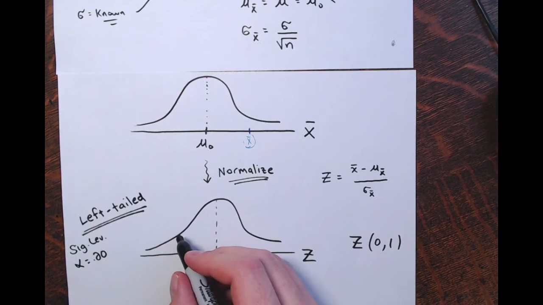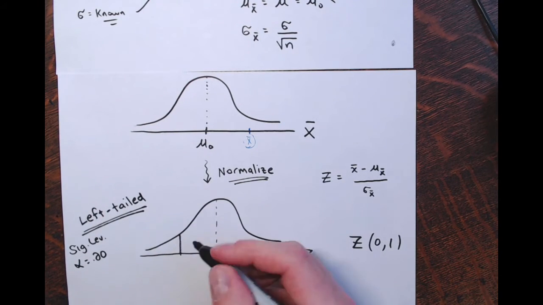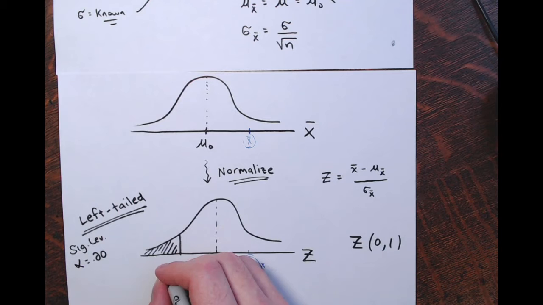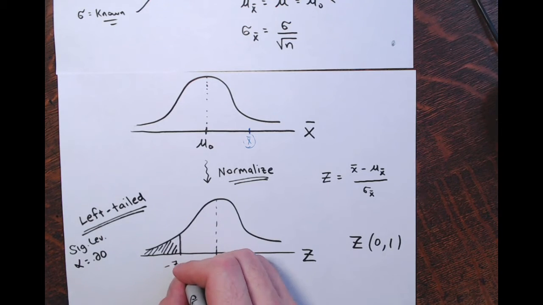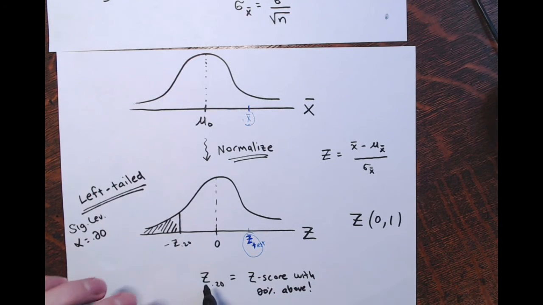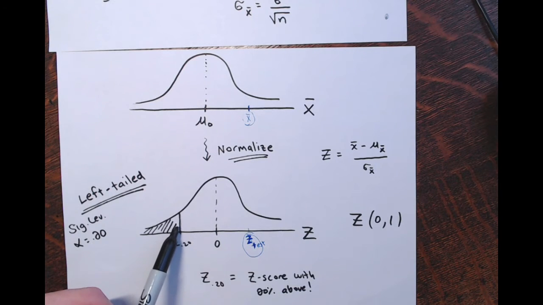So what I'm looking for is what value has 20% of the area below it, to the left of it. And that would be the opposite of whatever z sub 0.20 is. Remember, z with a subscript of 0.20 is the z-score with 20% above it. Hopefully you remember this: z's with subscripts mean the z-score with that area above. Well, then I want the opposite of that, right? Because I want what z-score has an area of 20% below if it's a left-tailed test.